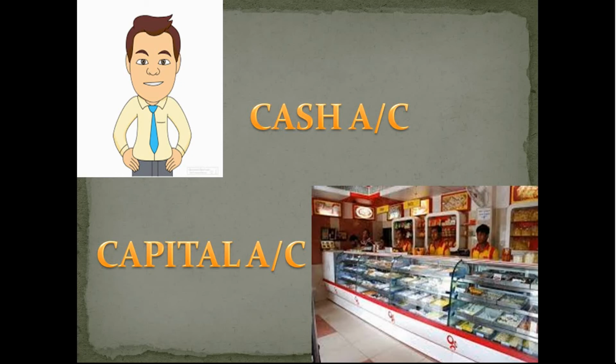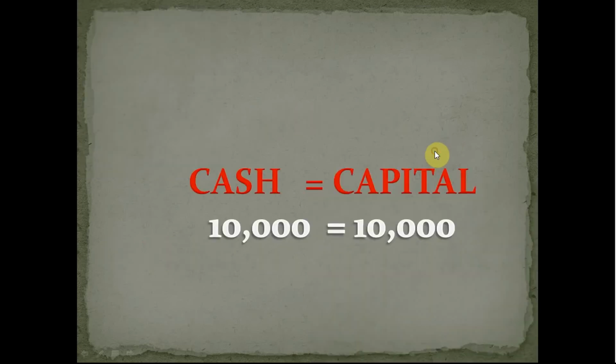We see that the transaction has hit both the capital account and the cash account by an equal amount in the opposite direction. And if we go mathematically and put this in an equation, we find that cash equals capital. That is, the left hand side equals 10,000, the right hand side.